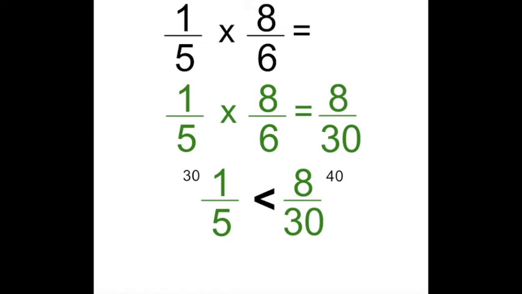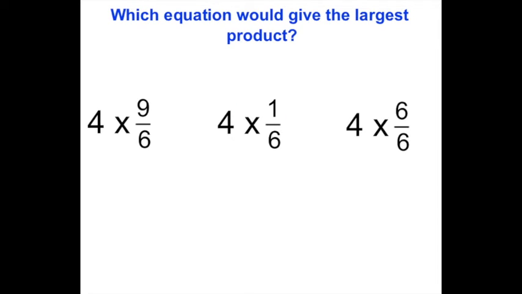Let's look at another example. Which equation would give the largest product? Here I have the number 4 being multiplied by a different fraction in each of these problems: an improper fraction, a proper fraction, and a fraction that represents one whole. Well, I know out of all these fractions, 9/6 has the greatest value, so it's safe to estimate that 4 times 9/6 would give the largest product.